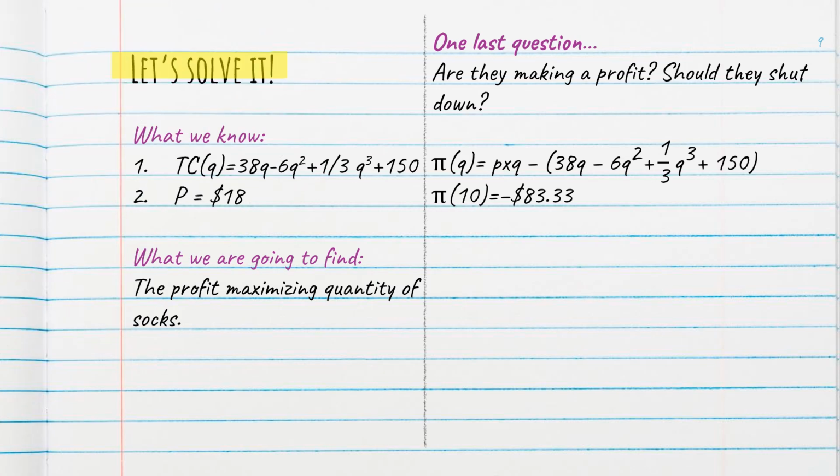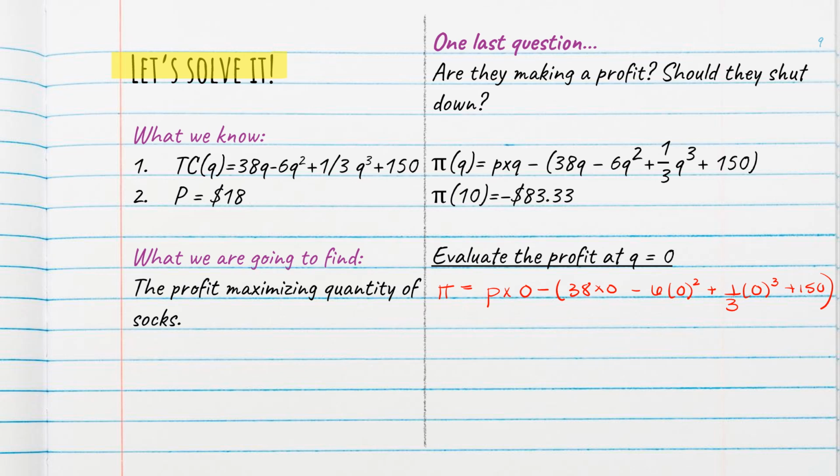So our next step is to evaluate the profit function when q is equal to 0. So filling in what we know, we have profit when q is equal to 0 is price times 0 minus, not plus, minus 38 times 0 minus 6 times 0 squared plus 1/3 times 0 cubed plus 150. I managed to fit it this time. And let's see what happens.